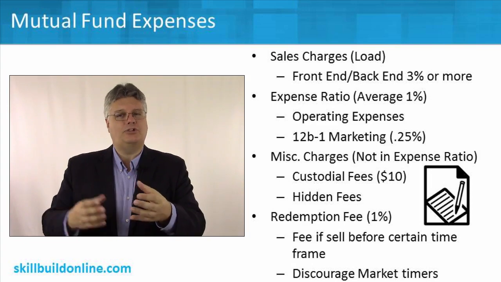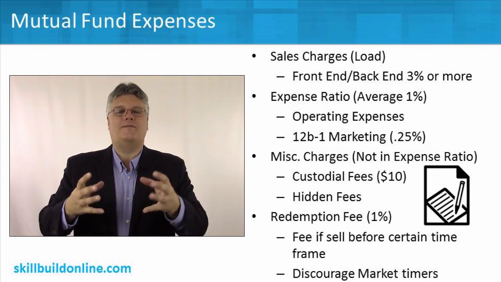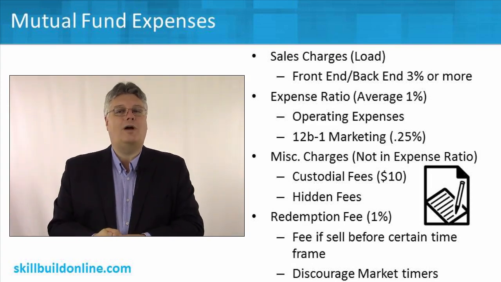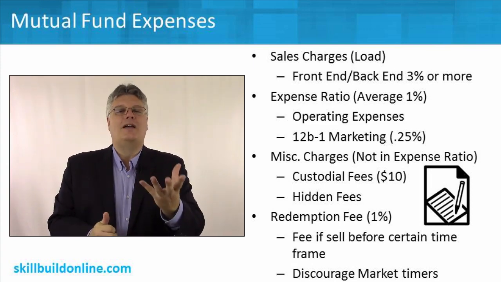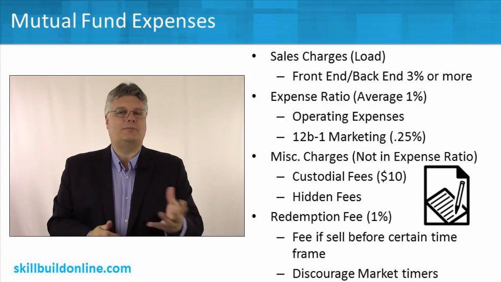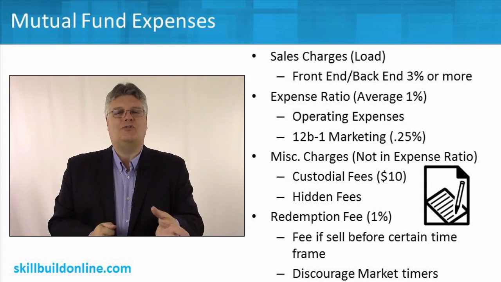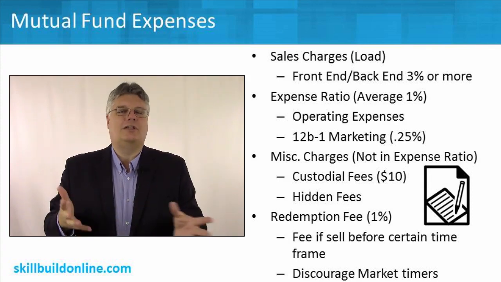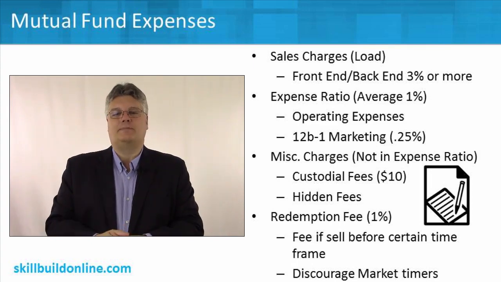Now, in addition to that, usually it's wrapped into that operating expense number, but if not, sometimes they also have 12b-1 or marketing type fees. So take a look if the fund happens to have any type of fees that are beyond the expense ratio. Sometimes these 12b-1 fees are 0.25%. And so you can kind of weigh that in your overall expenses.